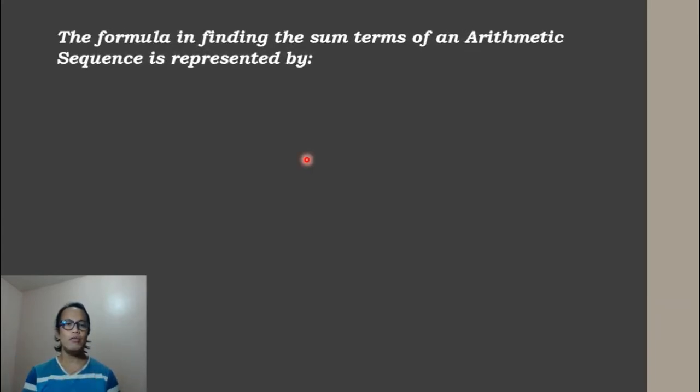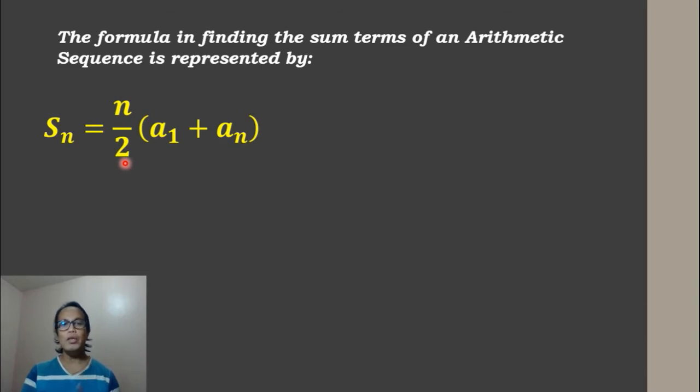Now to proceed, in finding the sum of an arithmetic sequence, we have to remember two formulas. The first formula is S sub n equals n over 2 times the quantity a sub 1 plus a sub n. We have to remember that this formula can only be used if the sequence is a finite sequence. So we cannot use this formula if the sequence is an infinite sequence because we do not have the last term. For a finite sequence, we have the first term, we also have the last term. This is our first formula.